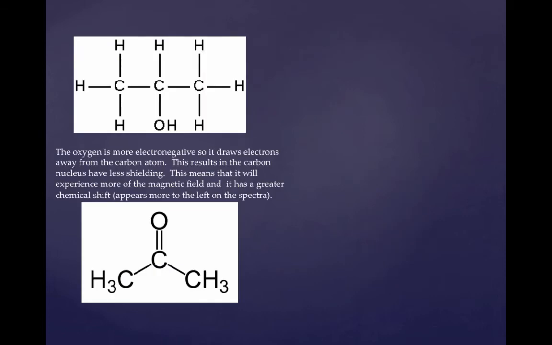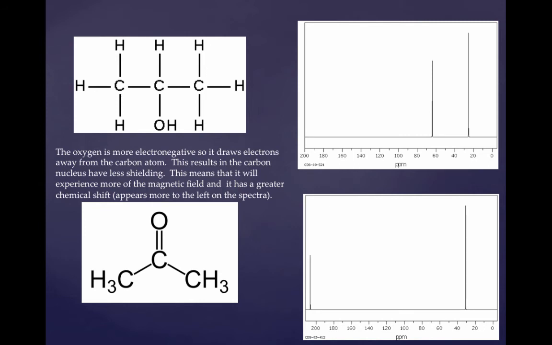Let's have a look at this as an example. You can see on this spectrum of these two compounds, the oxygen is more electronegative, so it draws electrons away from the carbon atom. This results in the carbon nucleus having less shielding. This means that it will experience more of the magnetic field and it has a greater chemical shift, so it appears more to the left on the spectrum.